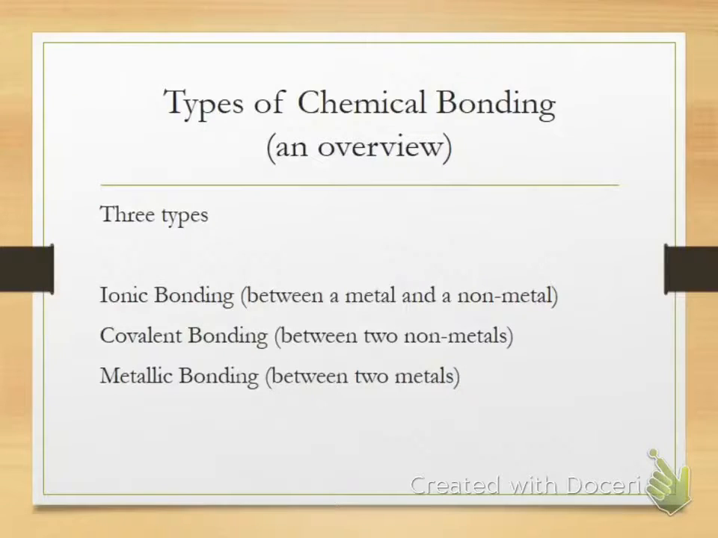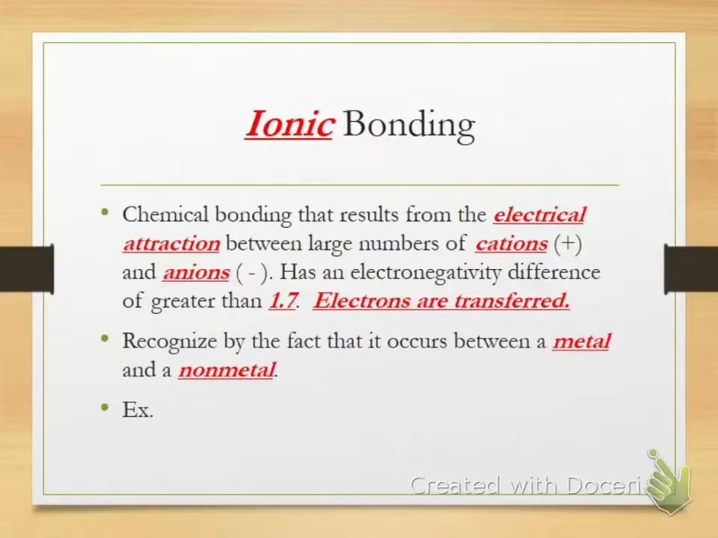They are ionic bonding, which happens between a metal and a nonmetal; covalent bonding, which is between two nonmetals; and metallic bonds, which are between metals. We're mostly going to be looking at ionic and covalent because they do more in our reactions. The metallic bonds we don't really do a lot with, but you do have to know about them.